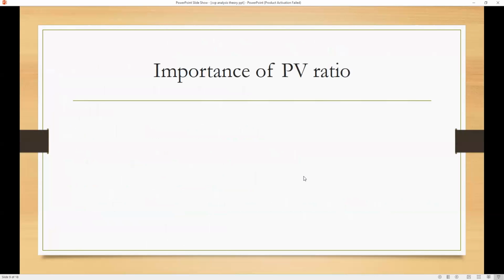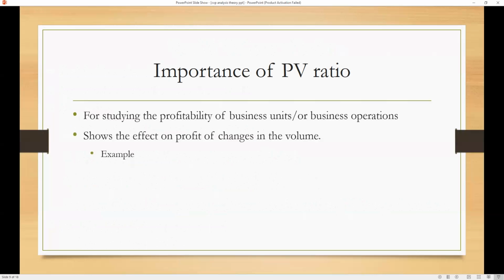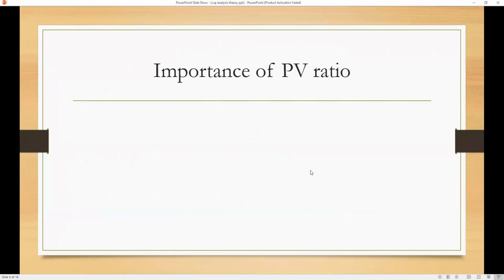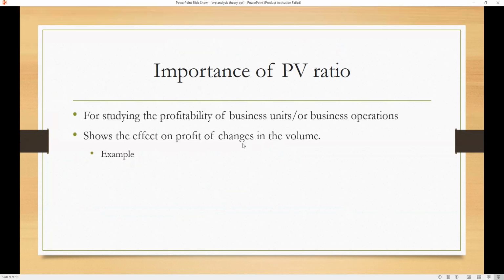Next is, what is the importance of PV ratio? For studying the profitability of business units or business operations, PV ratio is used in order to show the effect on profit of changes in volume. If there is a small change in volume, what is the change in its profits? Because look into this question. Your denominator is sales. So any change in the volume, what would be the change on the profits?